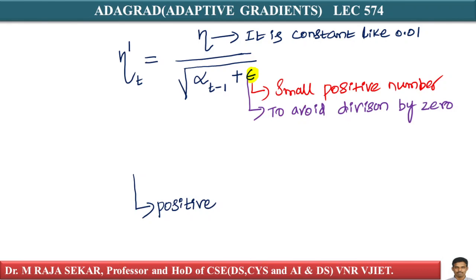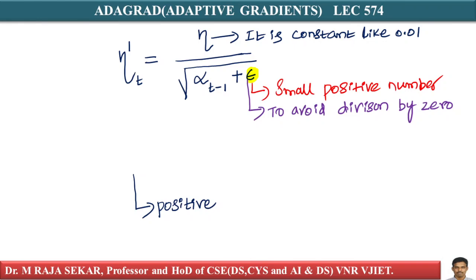So we are creating this epsilon in the denominator to avoid the division by 0 problem. It is a very small value that we can add here just to avoid dividing by 0. If alpha t minus 1 becomes 0, you don't want this to become a division by 0 problem.